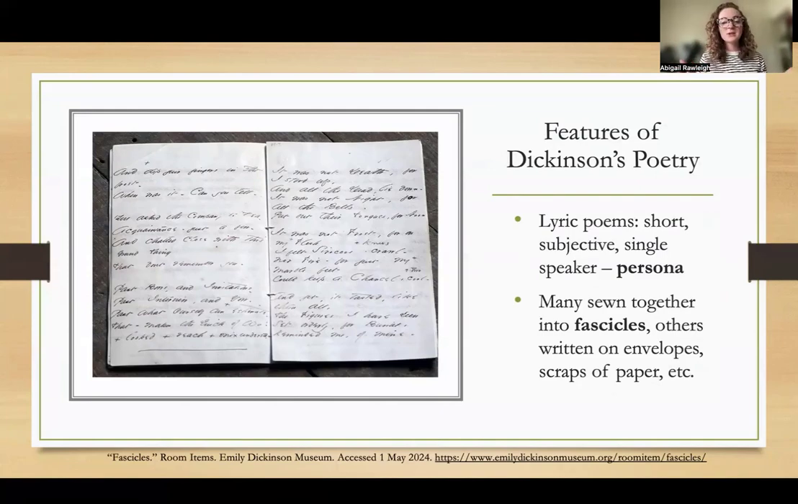Many of her poems were sewn together into fascicles, as you can see here. Others were written on envelopes and scraps of paper. The breadth of Dickinson's poetic work really wasn't understood until after her death, when family and friends began going through her papers in her room and discovered all these fascicles. Dickinson shared poetry with friends, but not many poems were published in her lifetime, and none were published under her own name.